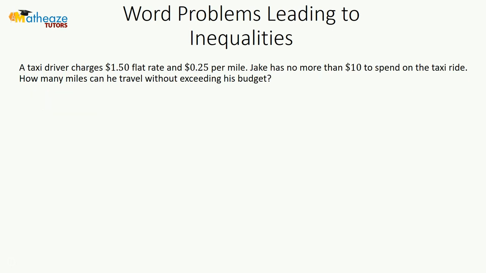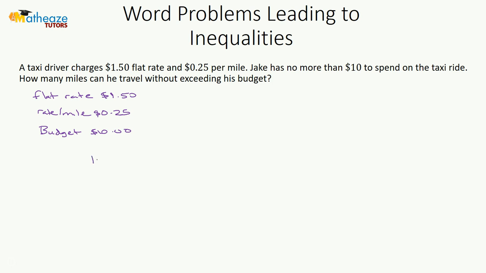A taxi driver charges $1.50 flat rate and 25 cents per mile. Jake has no more than $10 to spend on the taxi ride. How many miles can he travel without exceeding his budget? So let's look at flat rate is $1.50. Rate per mile is 25 cents, and he has a budget of $10.